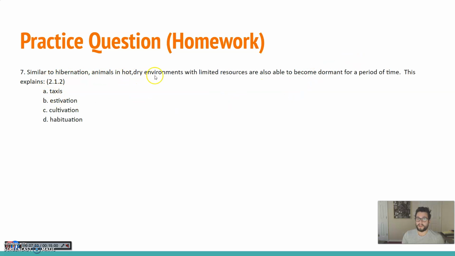Similar to hibernation, animals in hot, dry environments with limited resources are also able to become dormant. That means resting, inactive for a period of time. So it's not hibernation because it's hot and dry instead of cold, so it's estivation. And that's it for behavior adaptations.